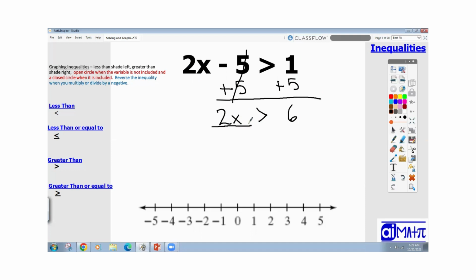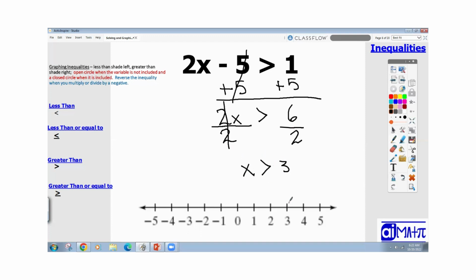The opposite of multiplying by 2 is dividing by 2. 2 divided by 2 cancels out. We're left with just positive 1. And then 6 divided by 2 is 3. Drop down my greater than sign.